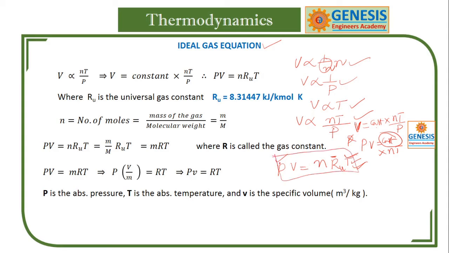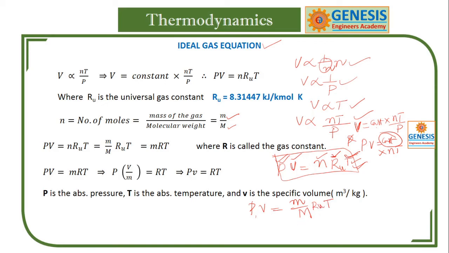The first formula is this one: PV, where P is absolute pressure, capital V is volume, n is number of moles, Ru is the universal gas constant, and T is absolute temperature. Now n, the number of moles, is equal to the mass of the gas divided by the molecular weight. The mass of the gas is represented by small m and molecular weight is represented by capital M. If you replace n, PV is equal to (m by M) Ru T.